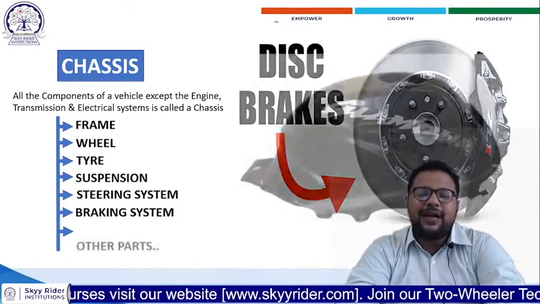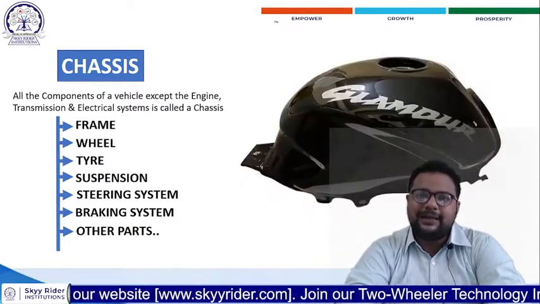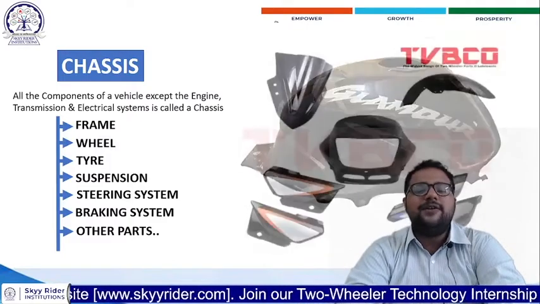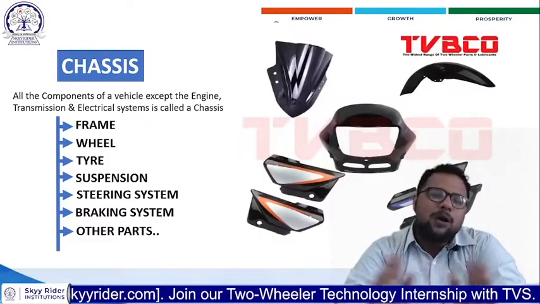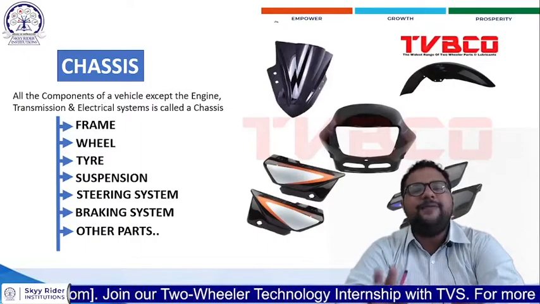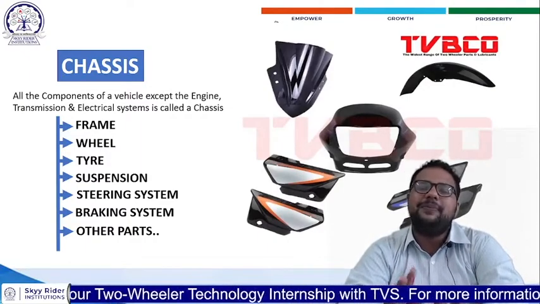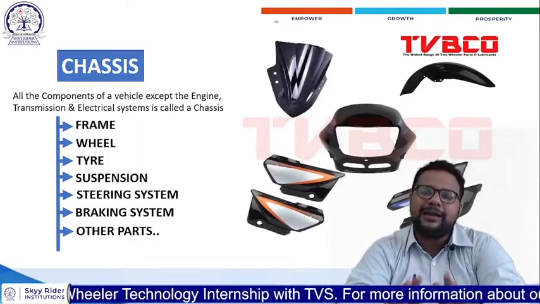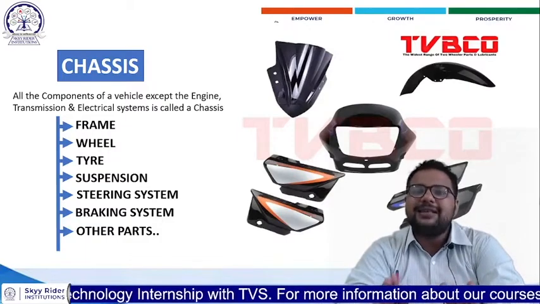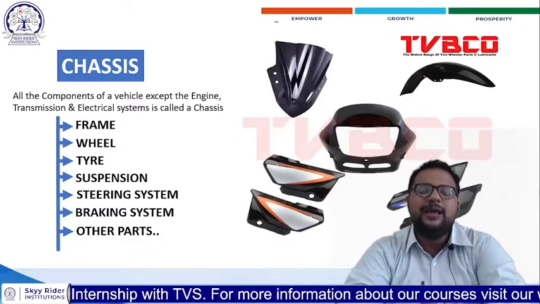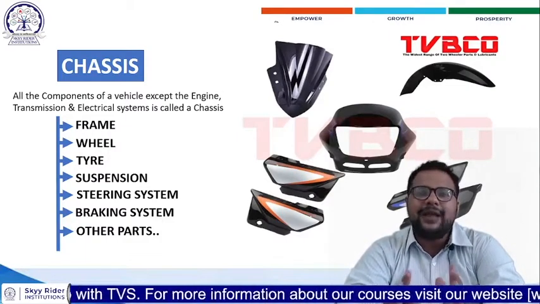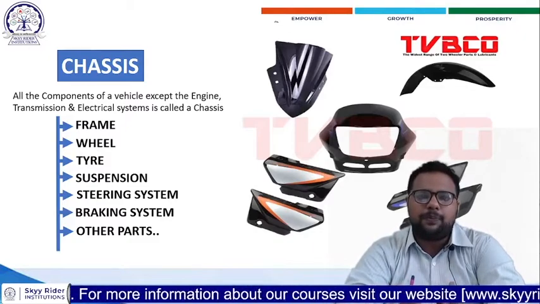Then we have other parts like the fuel tank and also the fiber parts. So all these components, like the frame, wheel, tires, suspension, braking, fiber parts and fuel tank, come under your chassis system. So without a chassis, your vehicle will not be able to perform.